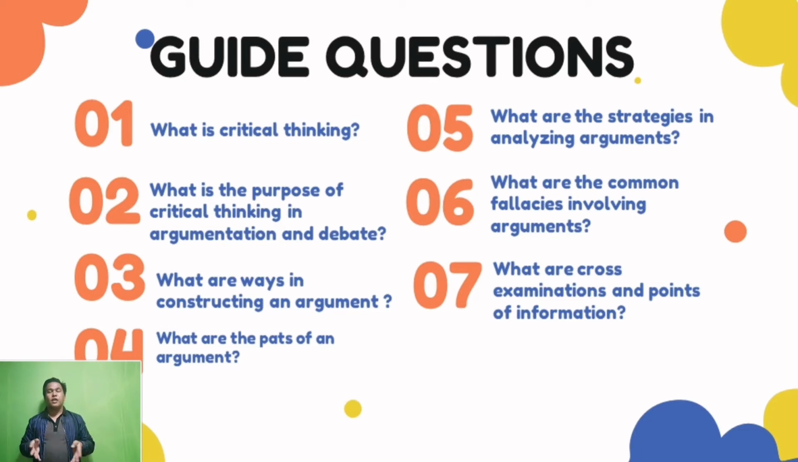thinking. So the first one is, what is critical thinking? The second one is, what is the purpose of critical thinking in argumentation and debate? Third, what are the ways in constructing an argument? Fourth, what are the parts of an argument? Fifth, what are the strategies in analyzing arguments? What are the common fallacies involving arguments? And lastly, what are the cross-examination and points of information?